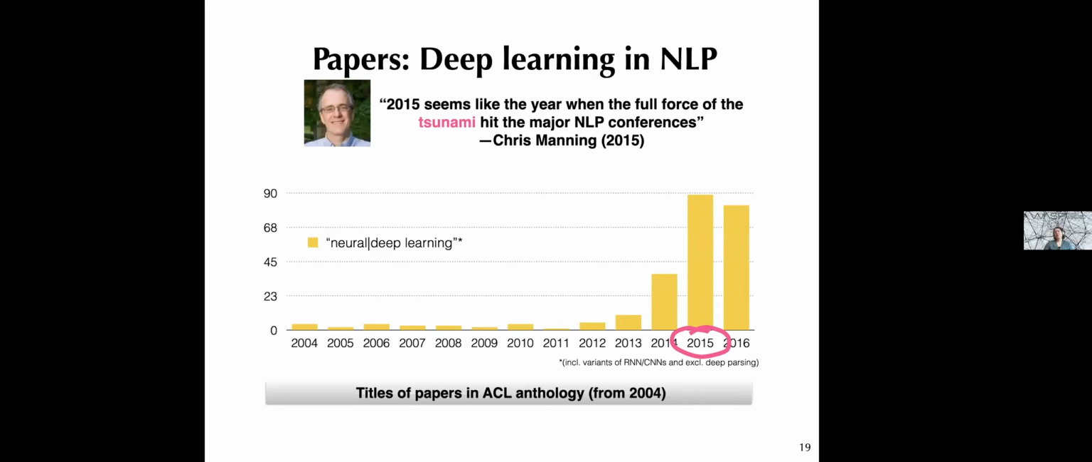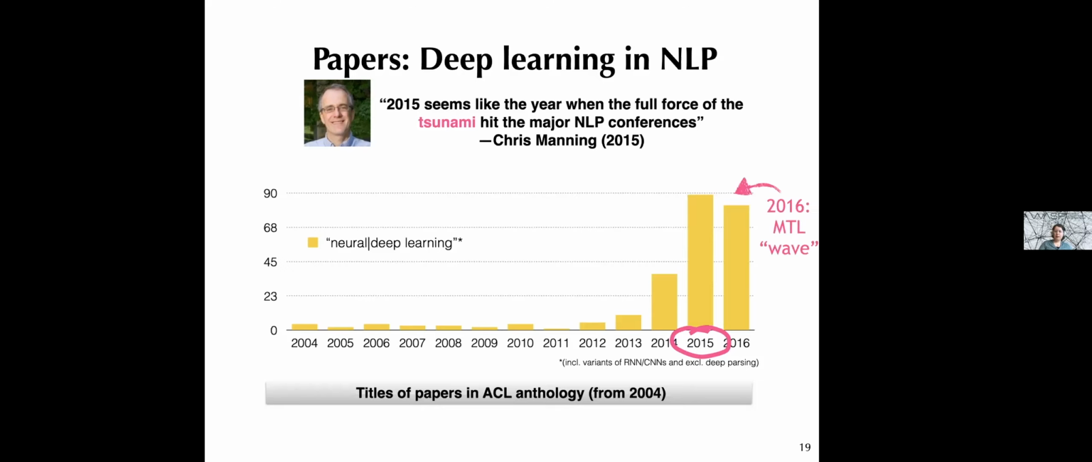What we see in NLP is a recent shift towards deep learning. It's come to NLP a little bit later than to, say, speech, where they used deep learning much earlier, or computer vision. But in NLP, we consider 2015 as really the year where the deep learning tsunami hit our conferences. And what you see here is a list of a query of titles including neural and deep learning. There's really a boom in 2015.